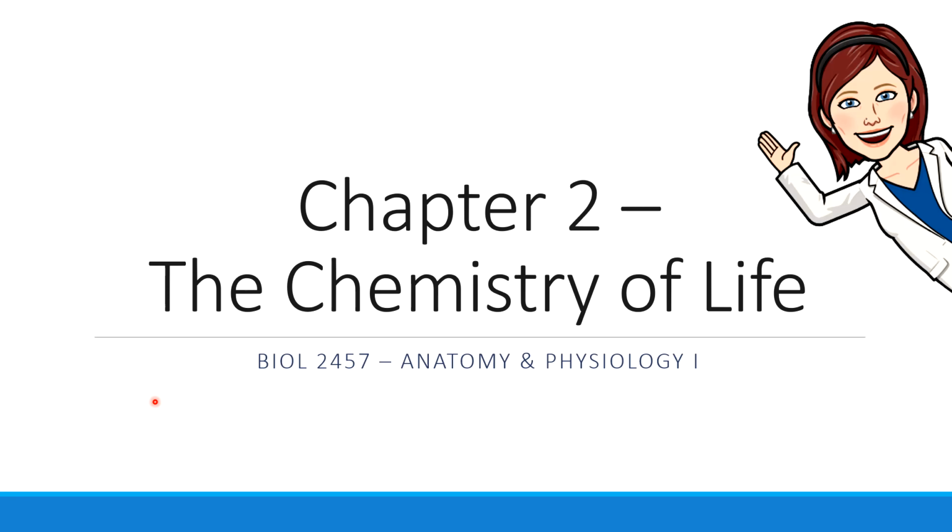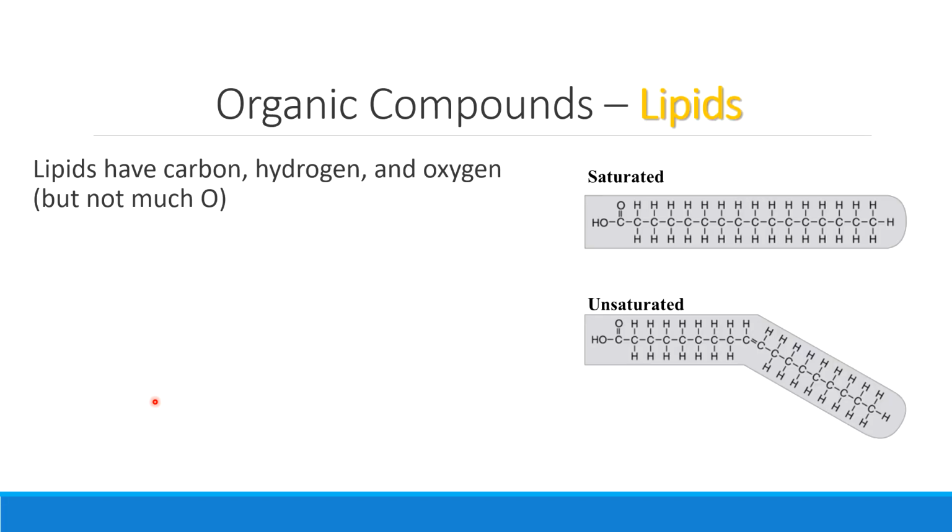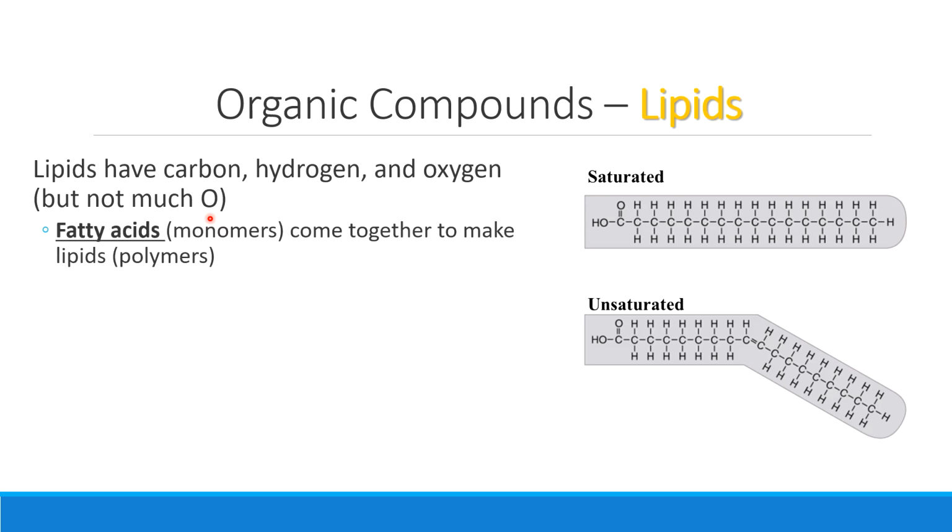In this short video, we're going to talk about the kind of macromolecule known as lipids. Lipids are my second major organic compound in the human body. Lipids have a very similar chemical structure to carbohydrates in that they have carbon, hydrogen, and oxygen. But compared to carbohydrates, they don't have nearly as much oxygen in them. So the same kinds of chemicals to build them, but at different ratios.